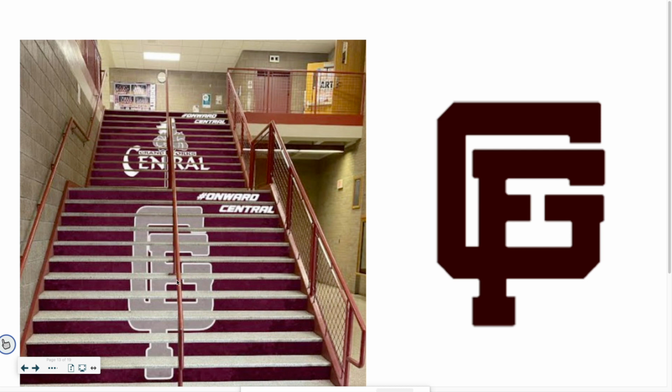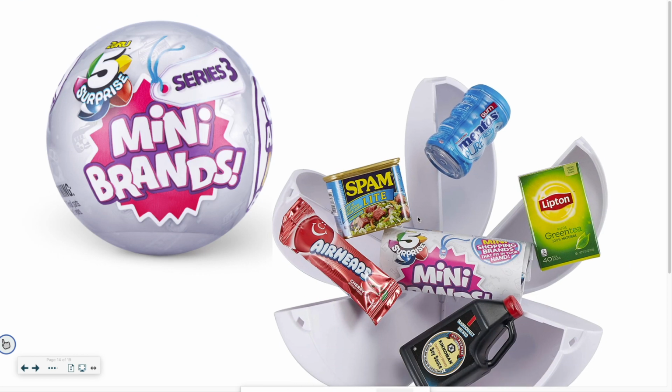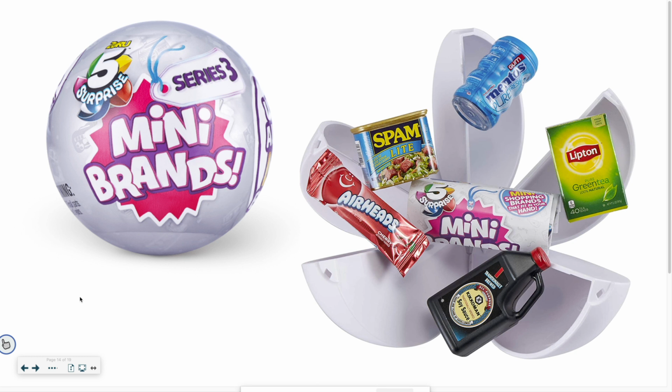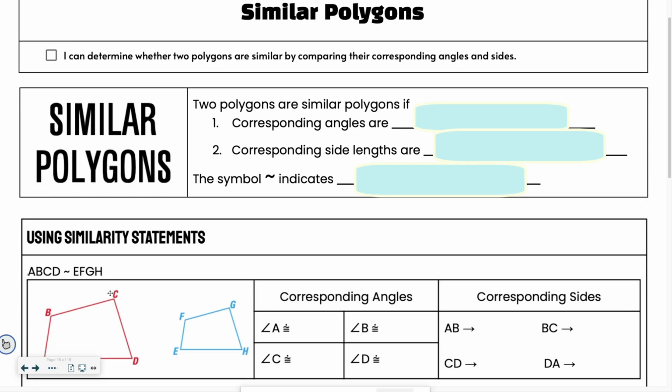Mini brands, if you guys have heard of these, maybe some of you got these in your Christmas stocking if your family celebrates Christmas. But these little mini brands would be proportional to the actual thing. Kind of fun. Okay, but here we go. Sorry to talk your ear off. Maybe it's because I missed you guys.